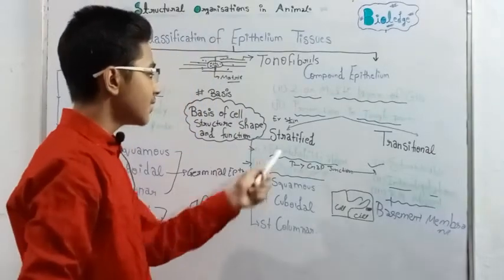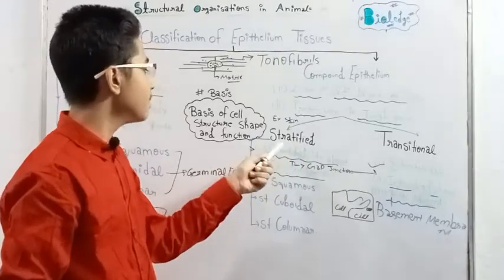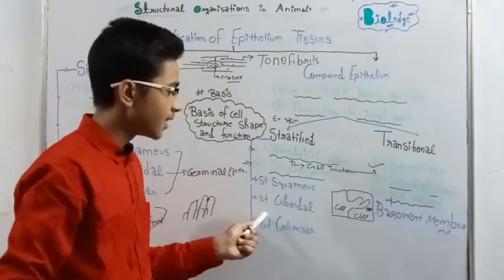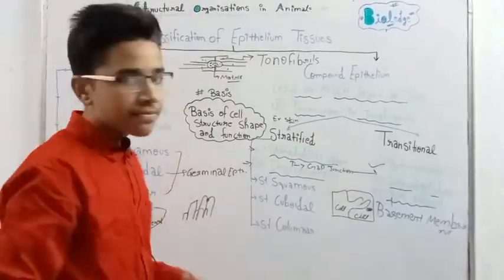Now, the stratified compound epithelium is classified in three ways: stratified squamous, stratified cuboidal, and stratified columnar. We are going to discuss them one by one.